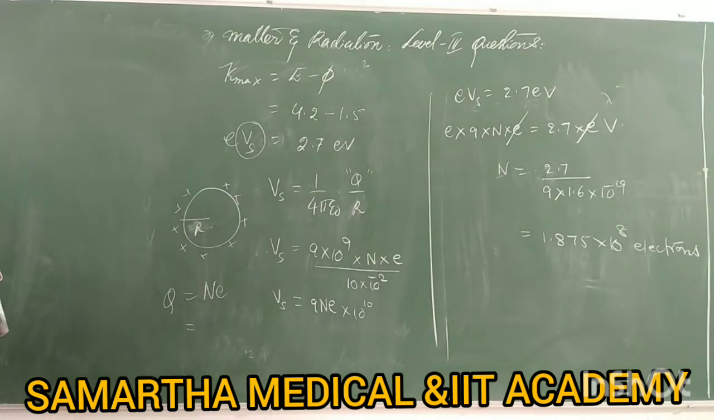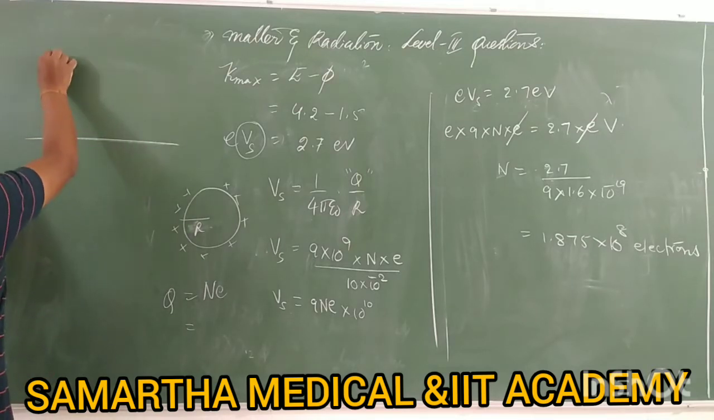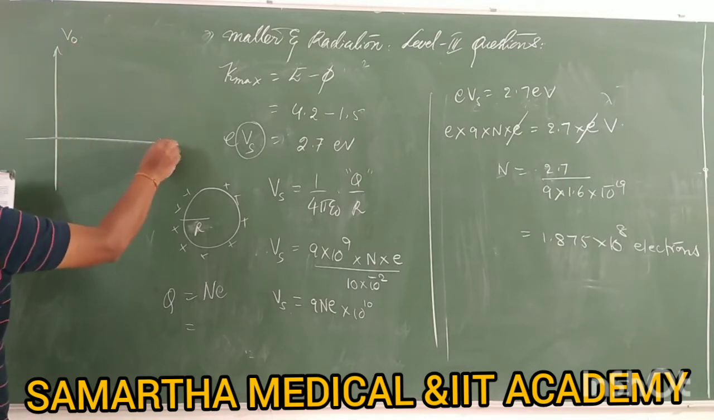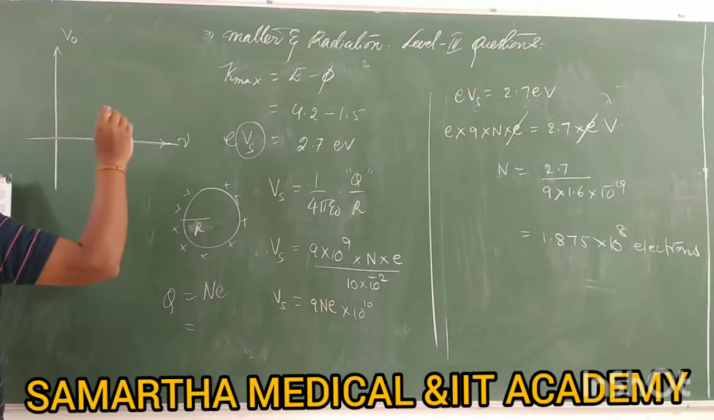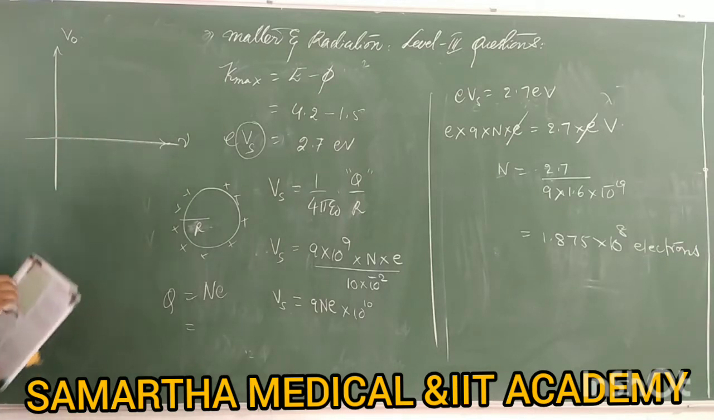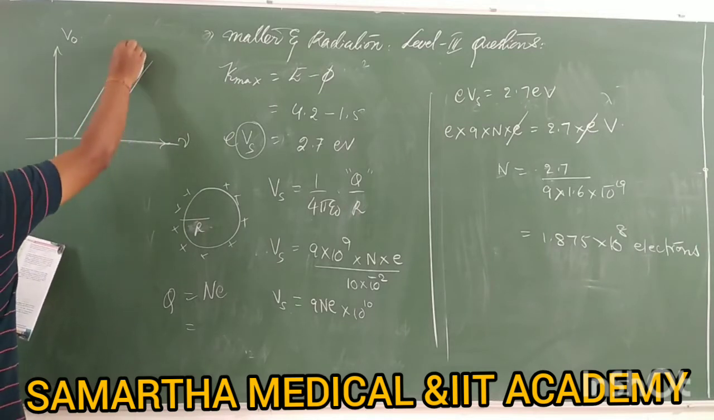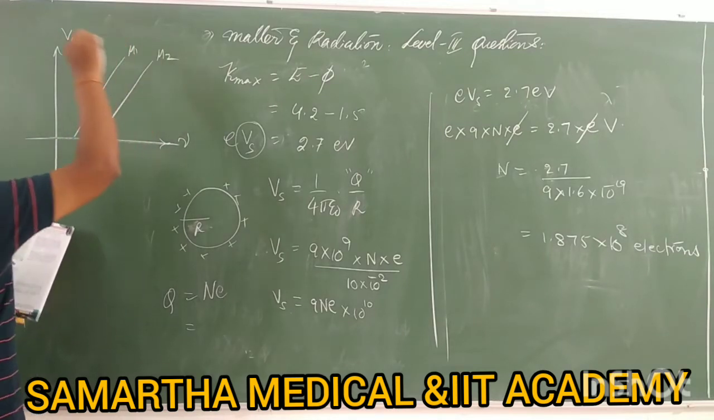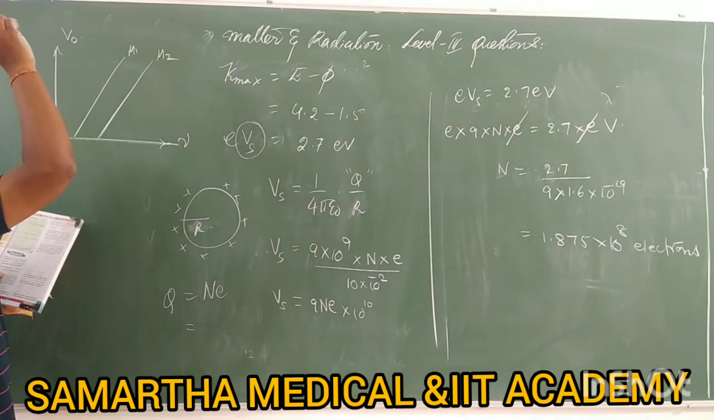5th question. Figure shows the variation of the stopping potential V0 with frequency nu of the incident radiations for two different photosensitive materials M1 and M2. Means there are two metals M1 and M2, and there are two graphs. M1 is here, M2 is here. And what are the values of work functions for M1 and M2 respectively?